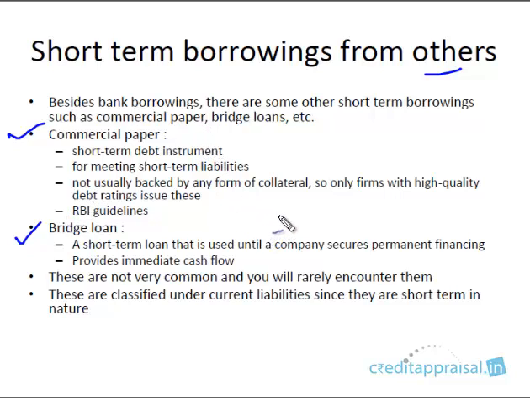Commercial paper usually will not come across that frequently, because this is usually given for very large borrowers. There are some criteria. Not every company can raise commercial paper. This is a short-term debt instrument raised by companies which have a very high credit rating for meeting short-term liabilities. This is not backed by any collateral, right? And that's why I said these are raised only by firms with very high quality debt ratings, and there are very strict RBI guidelines, such as there should be some minimum net worth or rating, and you will not normally come across this facility.